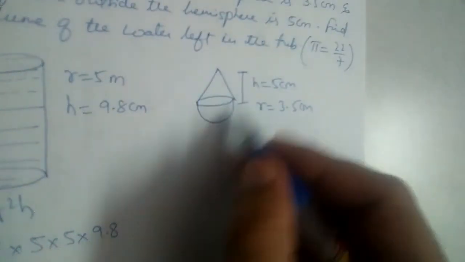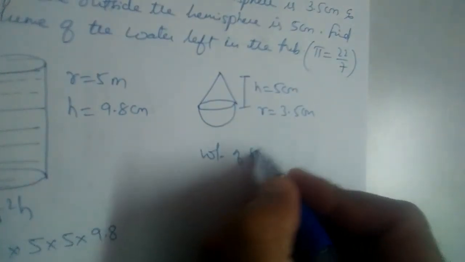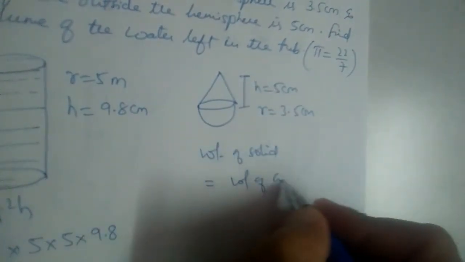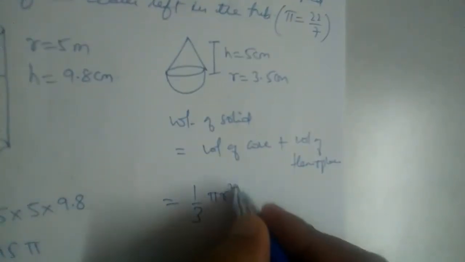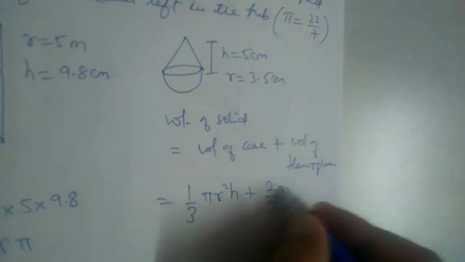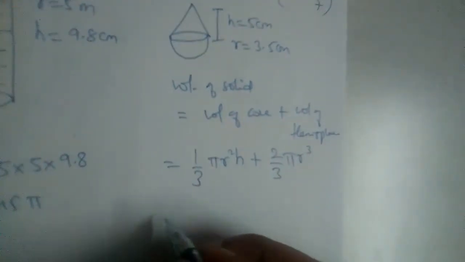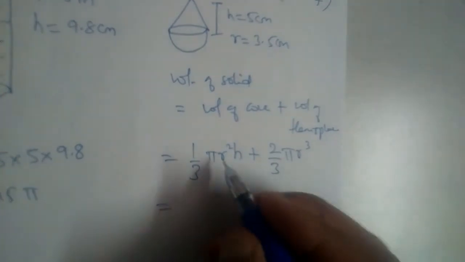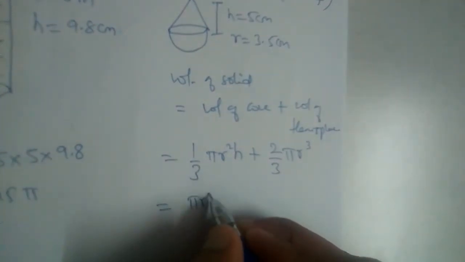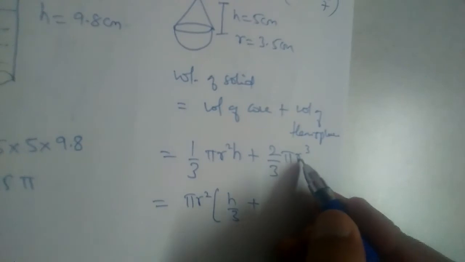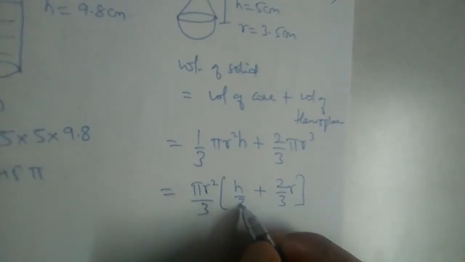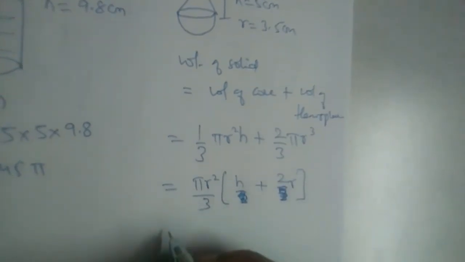Okay, so let us find the volume of this solid. Volume of this solid is equal to volume of cone plus volume of hemisphere, right? So volume of cone is 1 by 3 pi r square h. Volume of hemisphere is 2 by 3 pi r cube. So what can we take common from here? We can take pi r square common. So pi r square common, h by 3 will be left, plus pi r square, if you take common 1 r, so 2 by 3 r will be left, right? We can take 3 also common. Let us take out 1 by 3 also common, right?